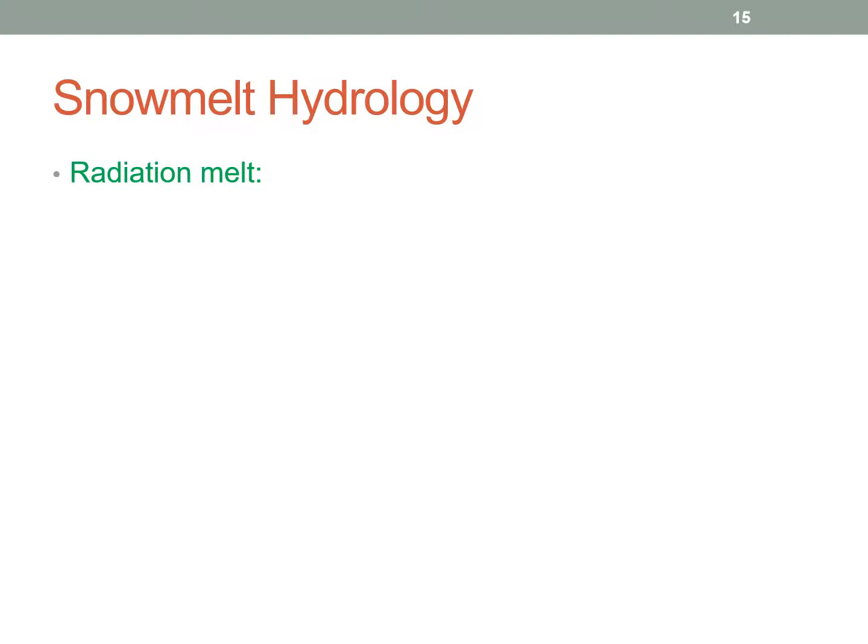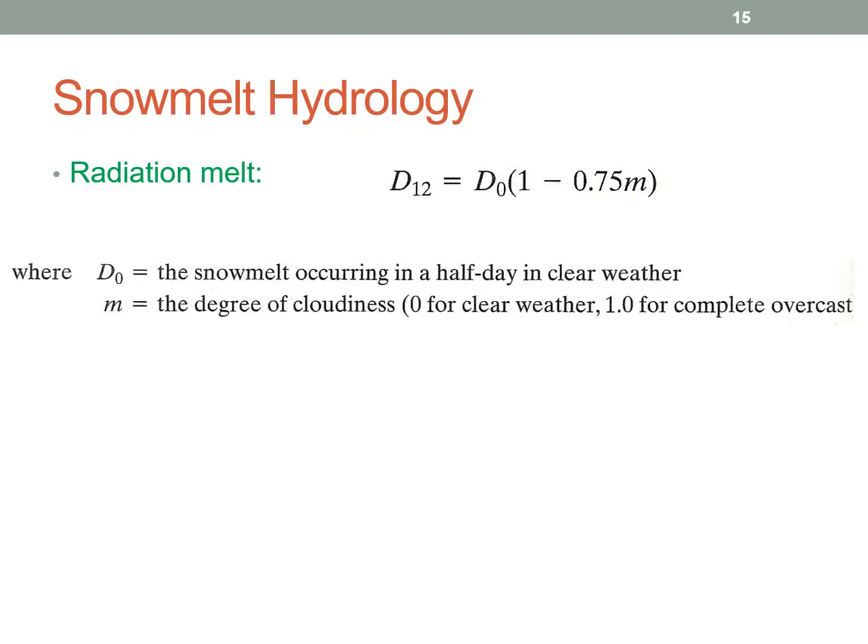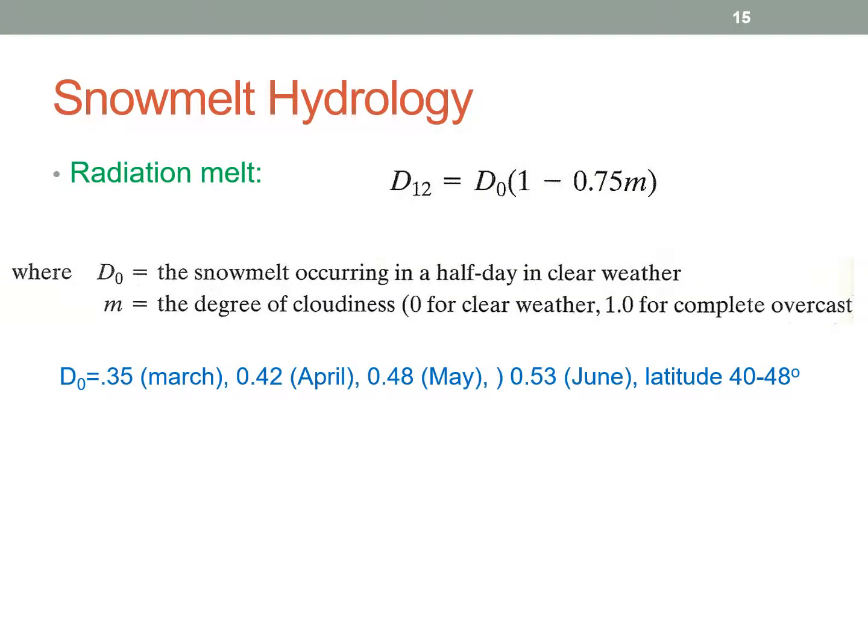Snowmelt hydrology. We have to see how we can find the answer for snowmelt. First is radiation melt: D12 equals D initial times 1 minus 0.75 times M. D initial is snowmelt occurring in a half day in clear weather. M is the degree of cloudiness, so 0 for clear weather, 1 for complete overcast. D initial is 0.35 for March, 0.42 for April, 0.48 for May, 0.53 for June. That's for latitude of 40 to 48 degrees.